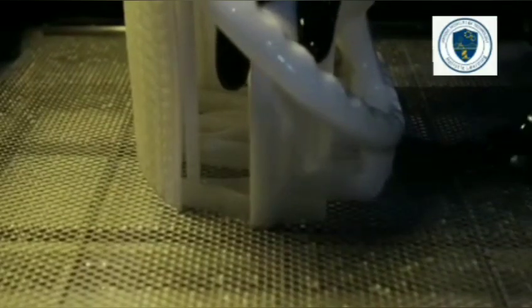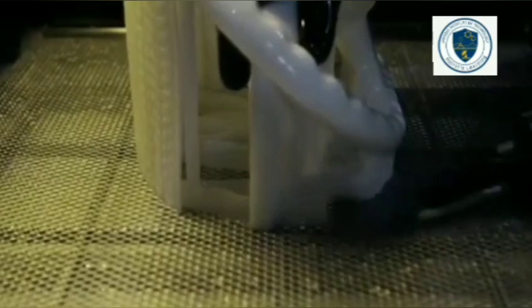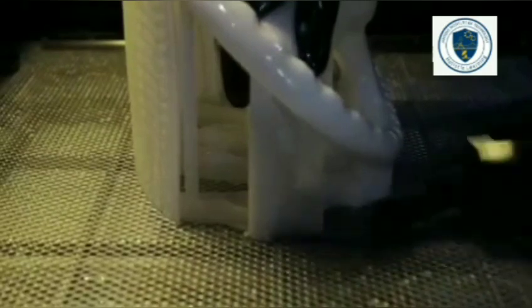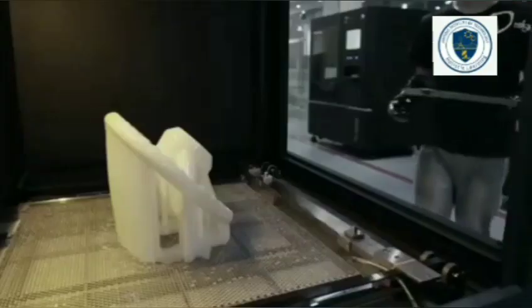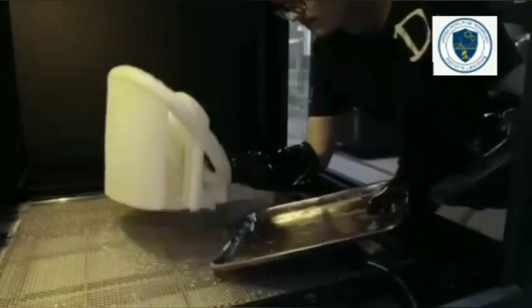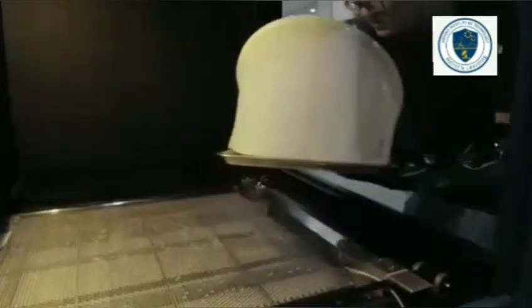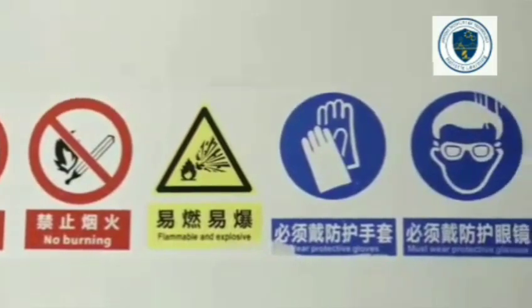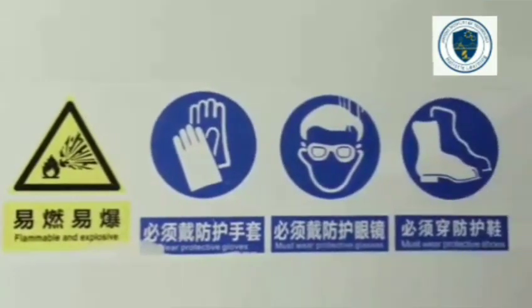The support structures you can see here are removed. This is the post processing. They are removing the model from the platform. You can see that first the platform goes down in a direction to create the entire model. After completing the whole product, the platform comes up. Okay, next they go for post processing.